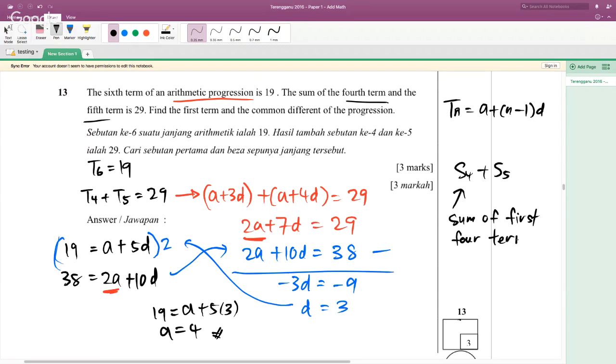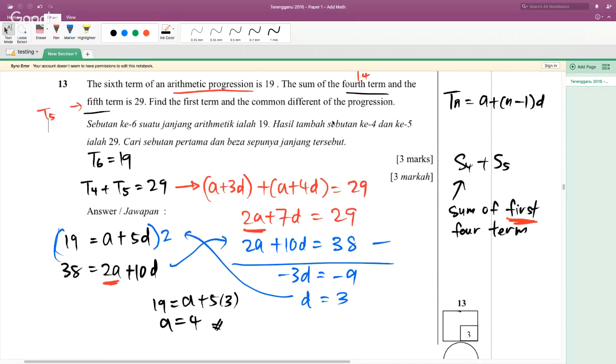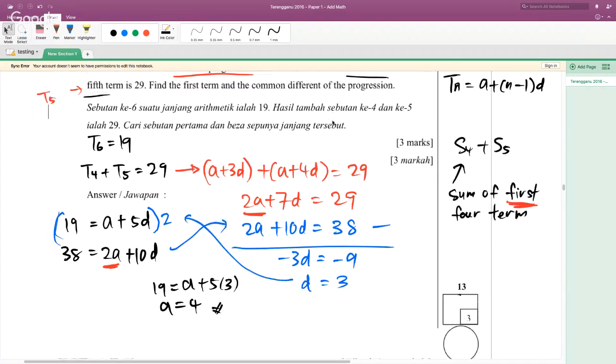So first is very important, as long as you want to use the formula for Sn. If you never see the word first, you cannot assume the fourth term is actually the sum of the first four terms. Fourth term just means T4. Fifth term just means T5. So sum of fourth term and fifth term means T4 plus T5. Right, so okay, I guess it's quite easy. So I just move on.